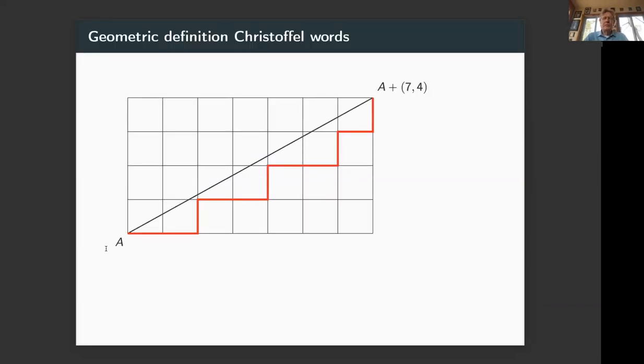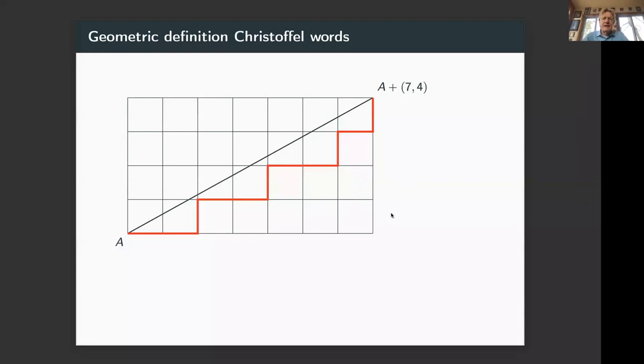But first I give the geometric definition of Christoffel words. You take any discrete segment, a segment from one integral point to another one, and in the example, you add the vector (7, 4). In general, it's a vector which has two integral components which are relatively prime. Now you draw the diagonal, and because of the primeness, the diagonal will not cross any integral point except the beginning and the end.